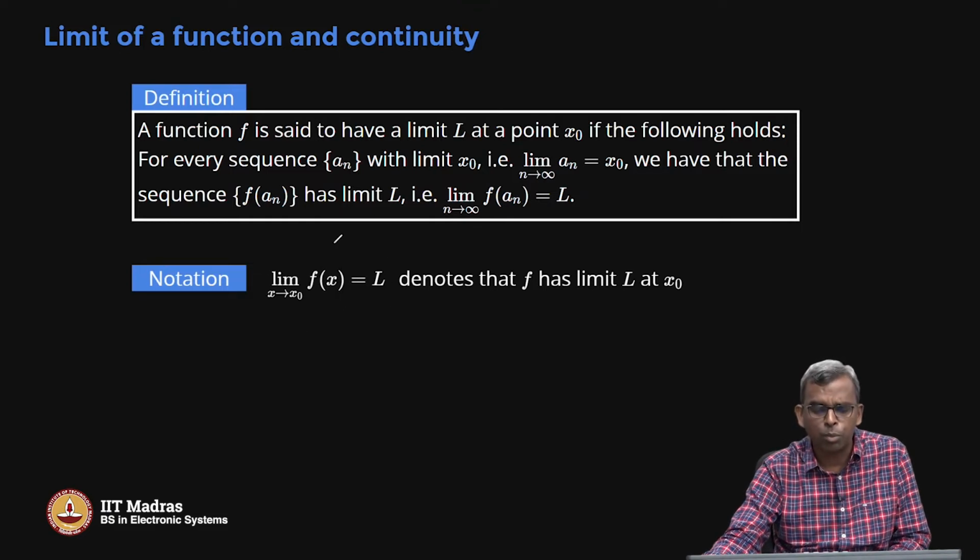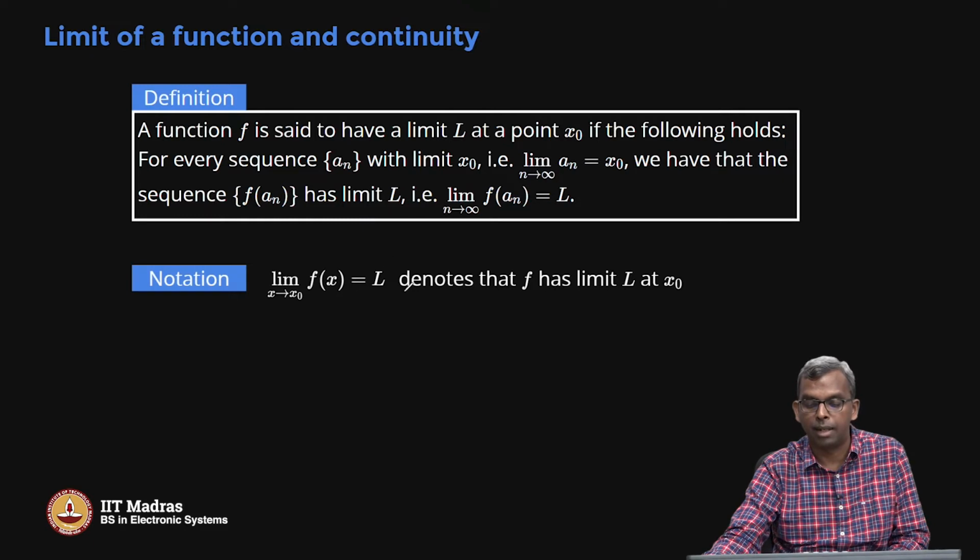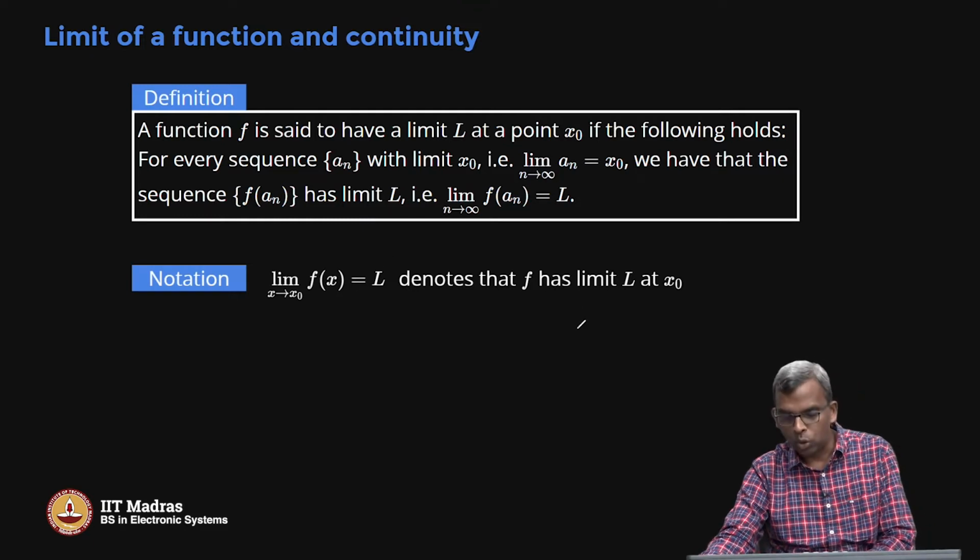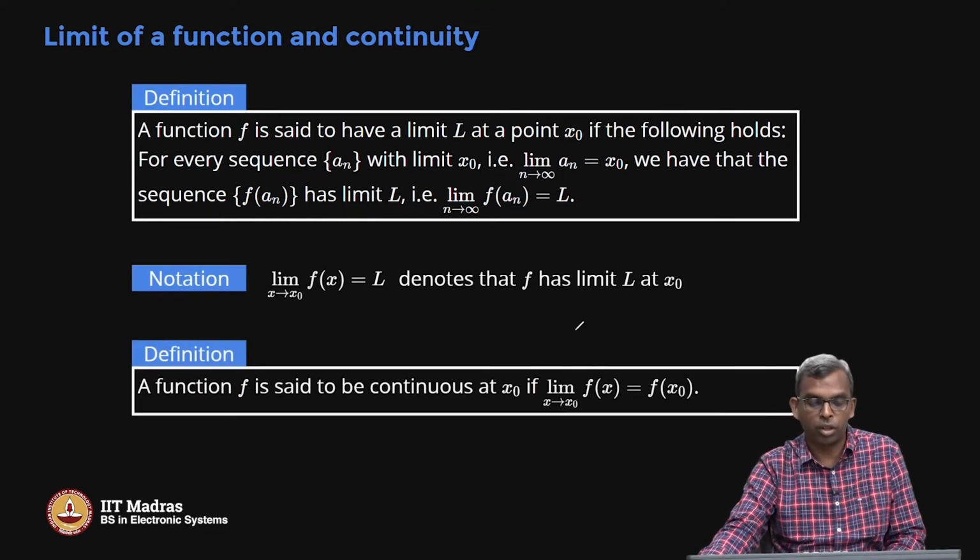So just like we spoke about limits of sequences, you can talk about limits for functions. For any function f of x, as x tends to x naught, what is the limit? That is answered by this definition. Every sequence has to have a limit L. Now, a closely associated definition is one of continuity.